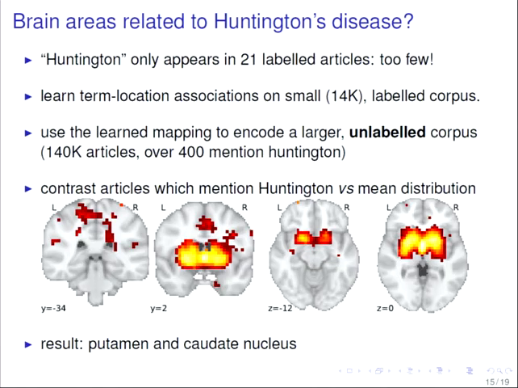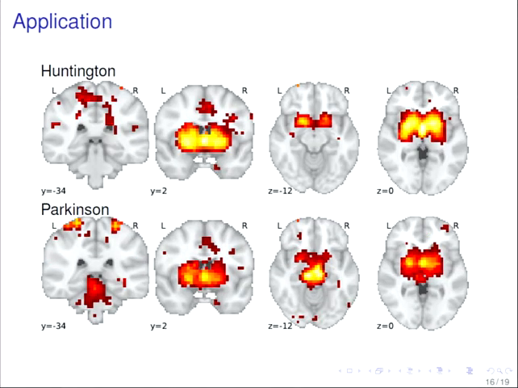But what we can do is fit one of the models I talked about on this small corpus of 14,000 labeled articles, then collect a much larger corpus of 140,000 articles for which we only have text and not coordinates or brain maps, encode this larger corpus, and then contrast the maps we obtained for articles which mention Huntington's disease against the mean distribution. And like this, we obtain this contrast in which we see the putamen and the caudate nucleus. And we can repeat this experiment with other diseases. And here is another example for Parkinson's disease. And we also see the brainstem and the motor cortex.